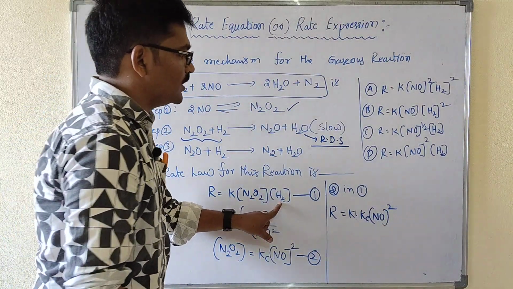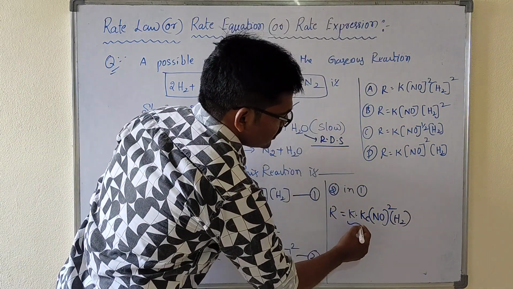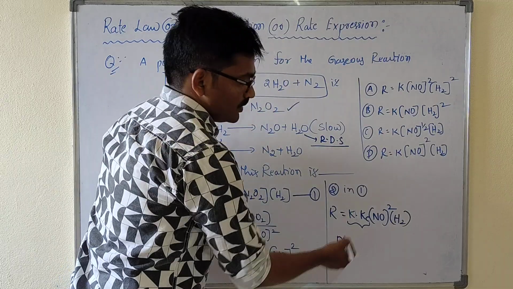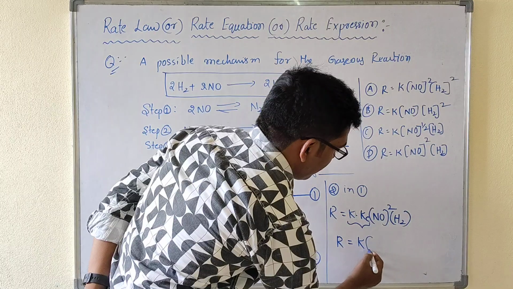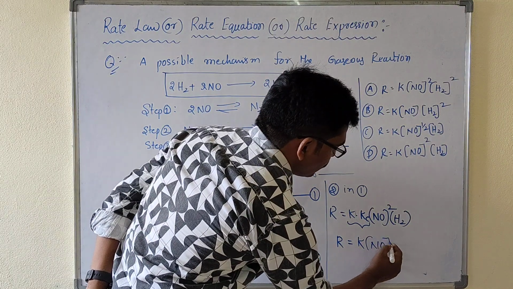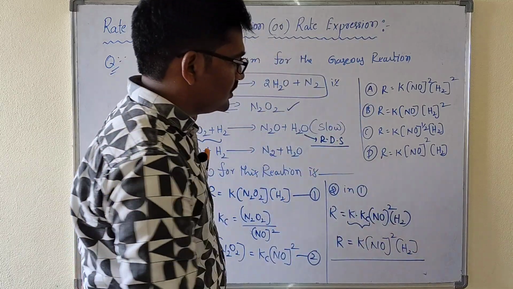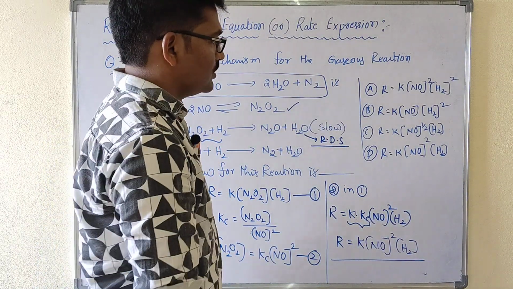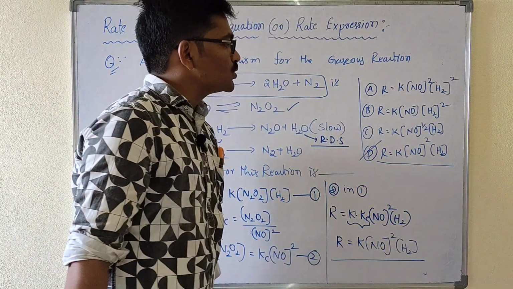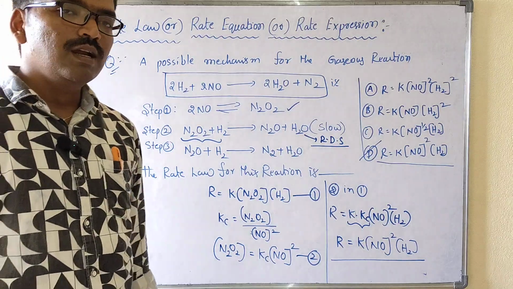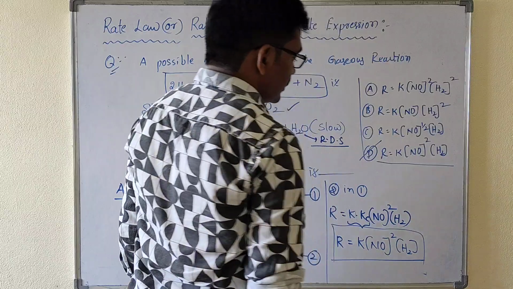Then still remaining what will be there? H2 concentration. So this is the equilibrium constant Kc, rate constant K, then NO whole square, then H2 concentration. This is the rate law. So this is the fourth option, R equals K NO square H2 concentration. Clear, my dear students? సో ఇది కాంప్లెక్స్ రియాక్షన్కి ఇలా చేయాల్సి ఉంటుంది.